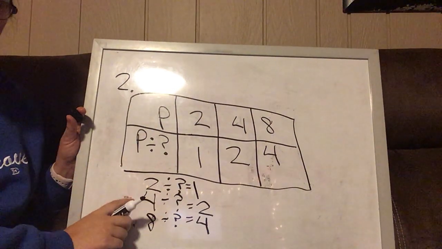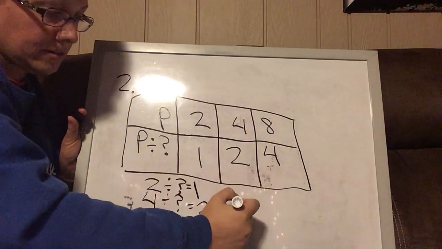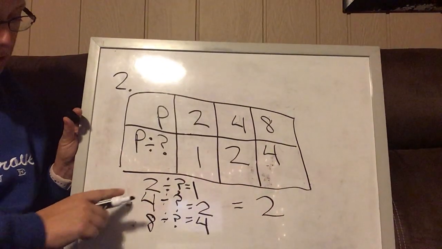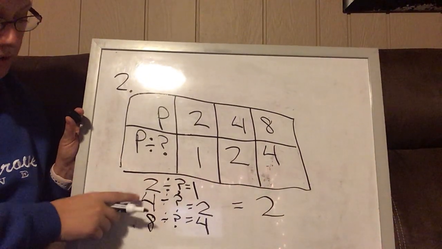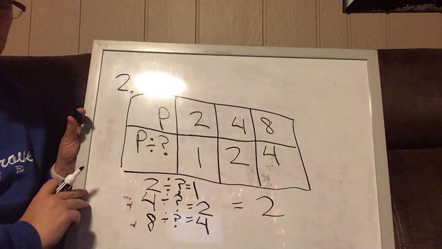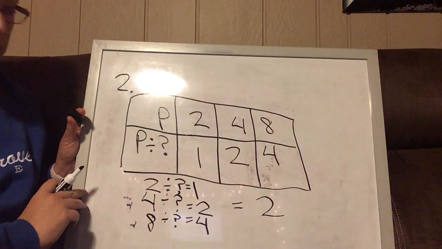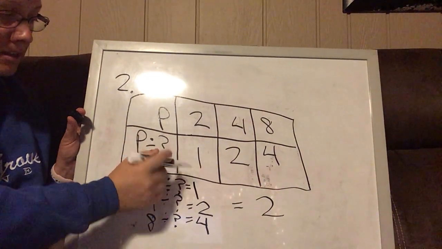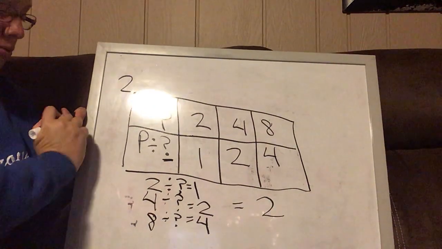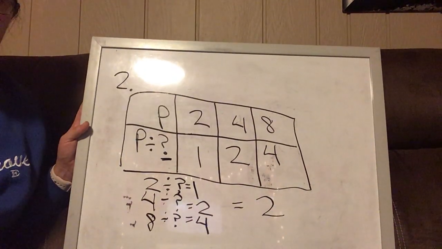The answer to all 3 of these, my pattern here, is going to be 2. 2 divided by 2 is 1. 4 divided by 2 is 2. And 8 divided by 2 is 4. So our mystery number right here, guys, that is always going to be my 2 right there. P divided by 2 completes that expression.